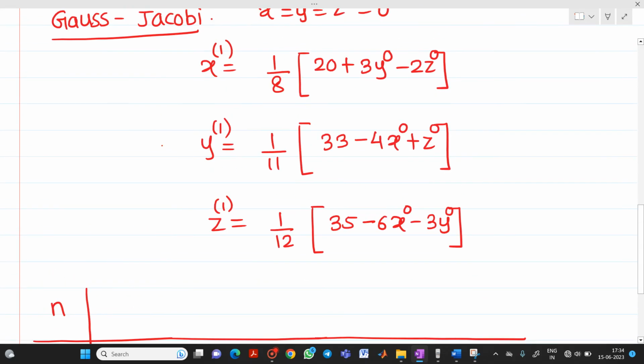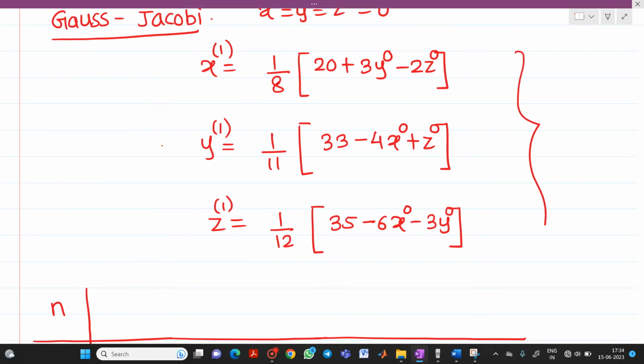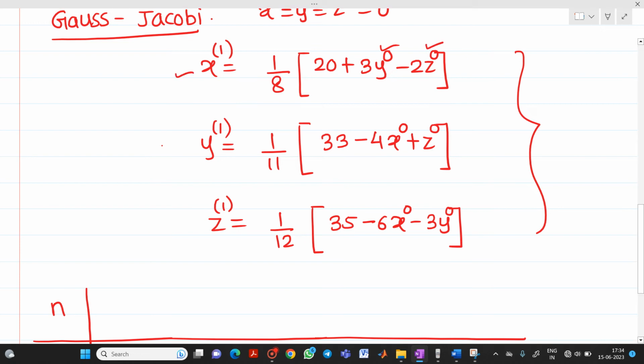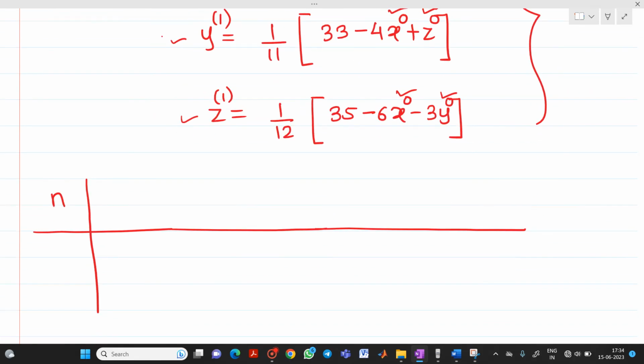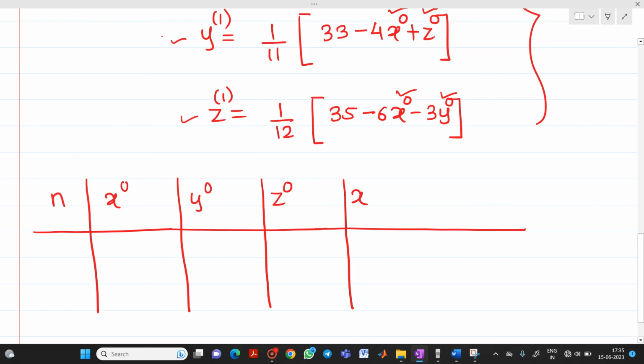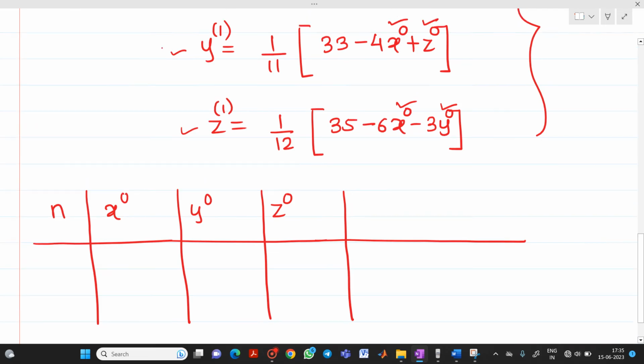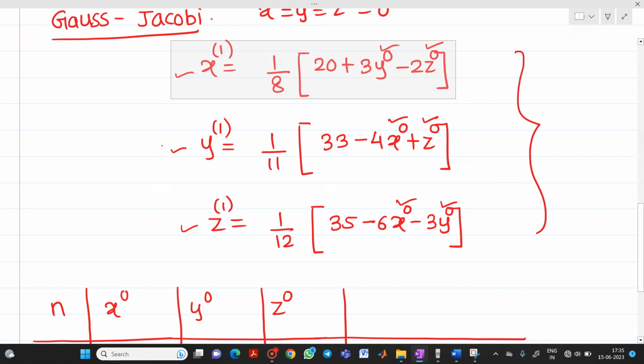Now if you observe these three particular equations, this is nothing but your formula. Once we know y0, z0, we will be able to find x1. Once we know x0, z0, we will be able to find y1. Once we know x0 and y0, we will be able to find z1. Means we should write here the columns: first x0, second y0, third z0. Next I am going to write the equation of x1 here. So let me take this equation here.